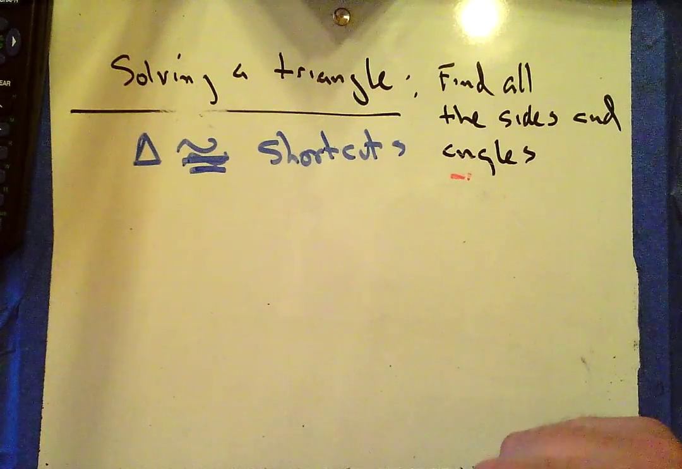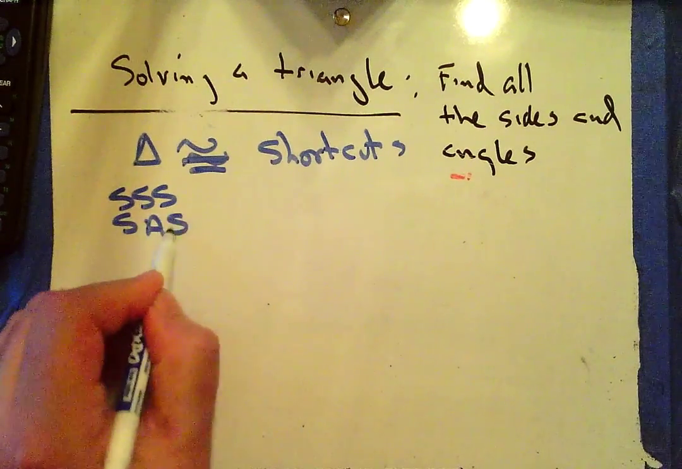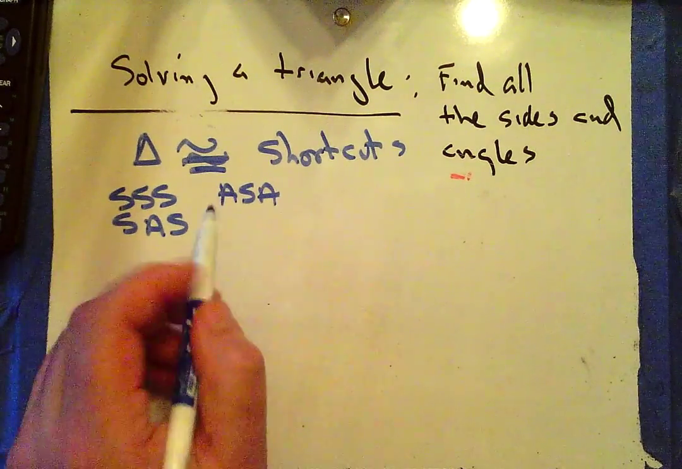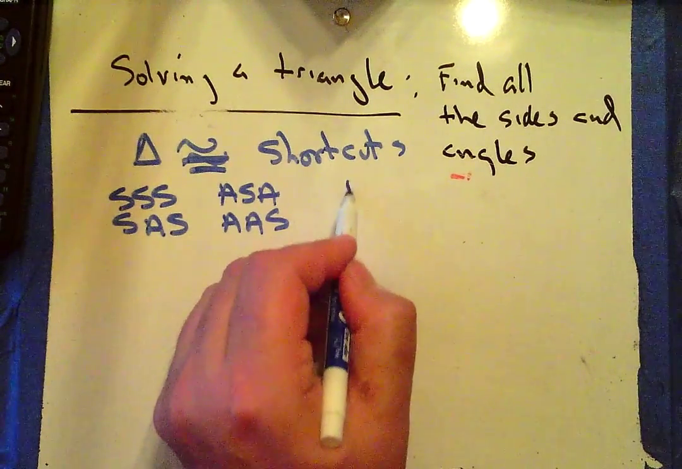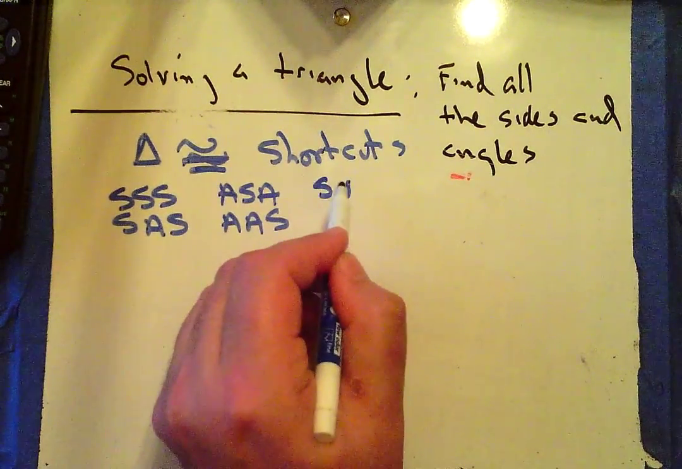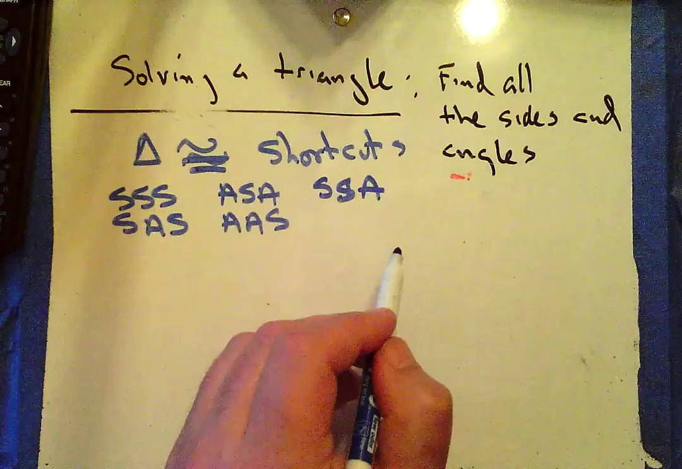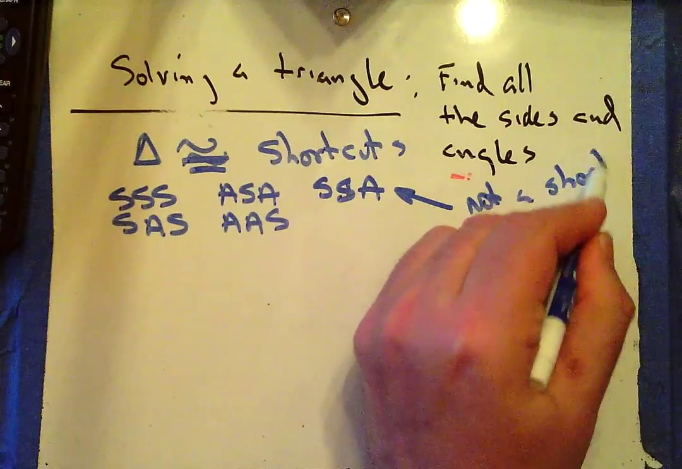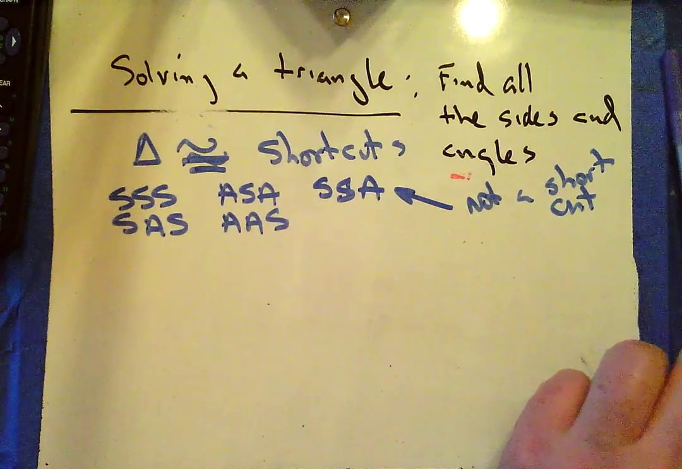Triangle congruence shortcuts. Do you remember those? Like side, side, side; side, angle, side; angle, side, angle; and angle, angle, side. We also talked about side, side, angle, which spelled backwards is that word that we don't use in our math class, and we said that this is not a shortcut. The reason it wasn't a shortcut is that we weren't always guaranteed to have a congruent triangle.